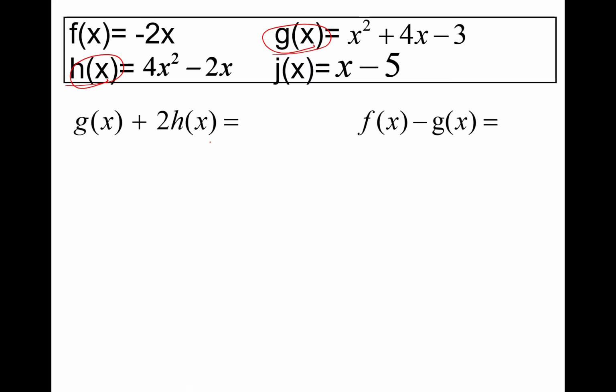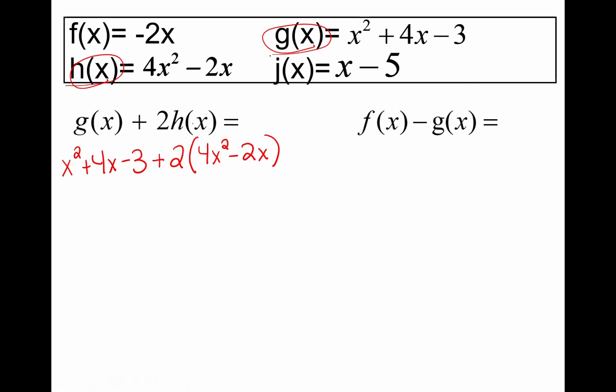G is x squared plus 4x minus 3. That is who he is, right? Now, they want me to do 2 times h. So I'm going to say 2. Now I'm going to rewrite h, but I'm going to put in parentheses because I'm substituting it. So 4x squared minus 2x. So all I've done is just taken what the math of those letters are and put them in place.